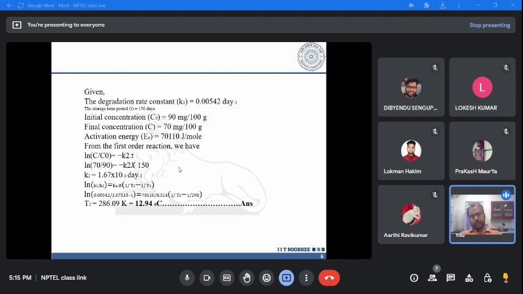So you need to convert that into degree centigrade, and the formula you must know: temperature in Celsius plus 273, I think, if I am not wrong. Okay, so you check it. If you check it and calculate, the answer will come around 12.94 degrees centigrade.